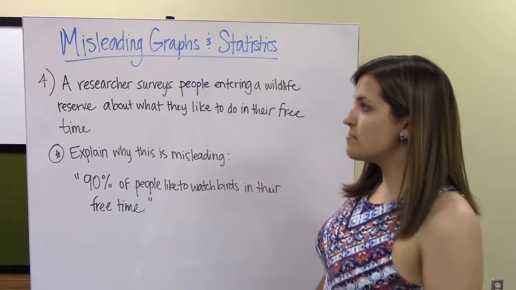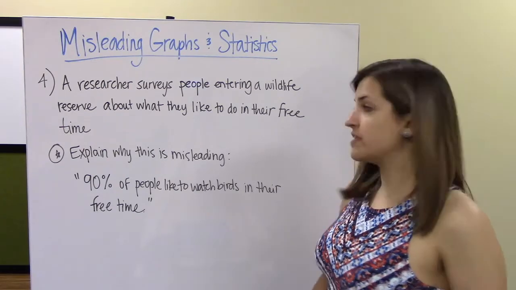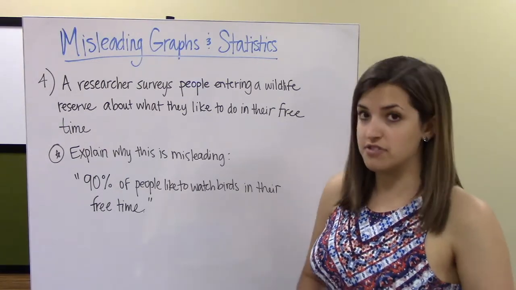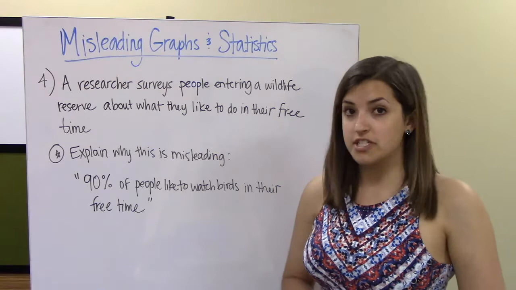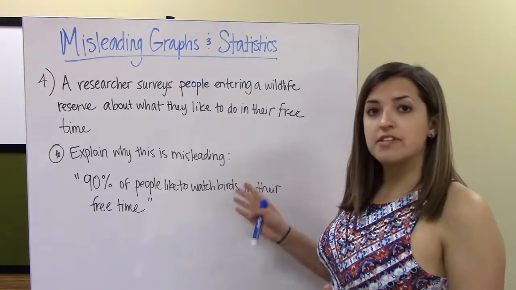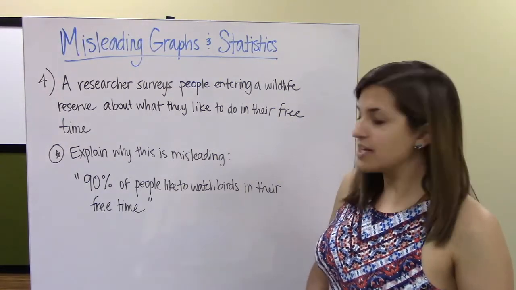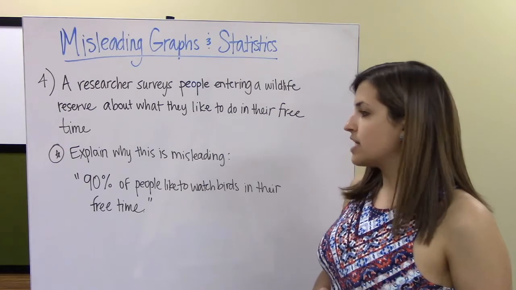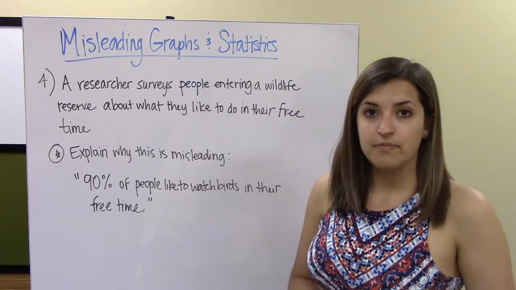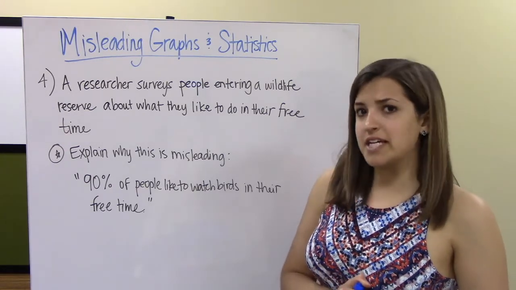All right, our 4th problem tells us that a researcher surveys people entering a wildlife reserve about what they like to do in their free time. So we have to explain why this quote is misleading. The researcher says 90% of people like to watch birds in their free time. All right, why might this be misleading?